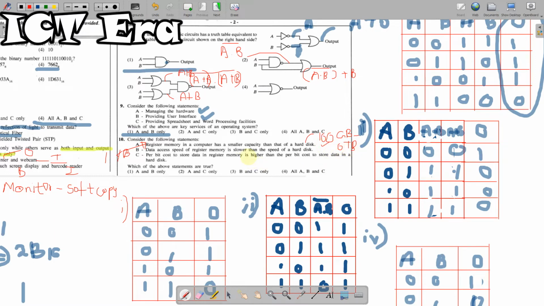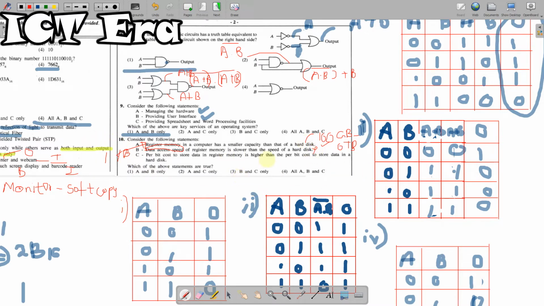Data access speed of register memory is slower than the speed of hard disk. Now you know when the storage capacity of something is larger, the access speed should be slow. So comparing register memory and hard disk, the hard disk has more capacity than register memory. Therefore, for sure, the data access speed of register memory should be faster than the hard disk. So this one is wrong.